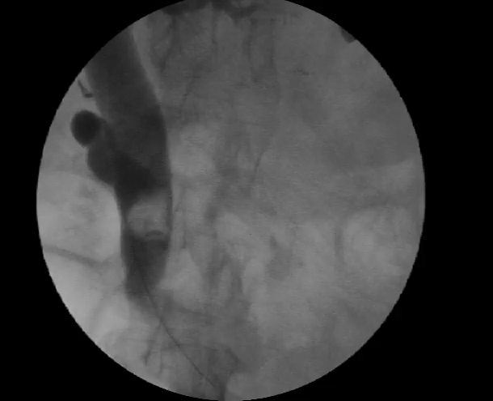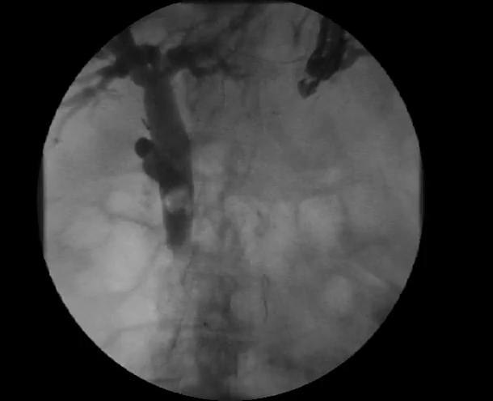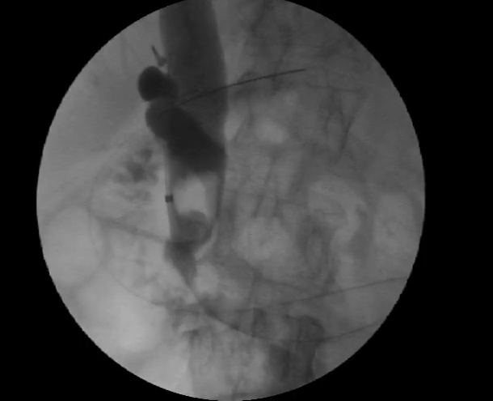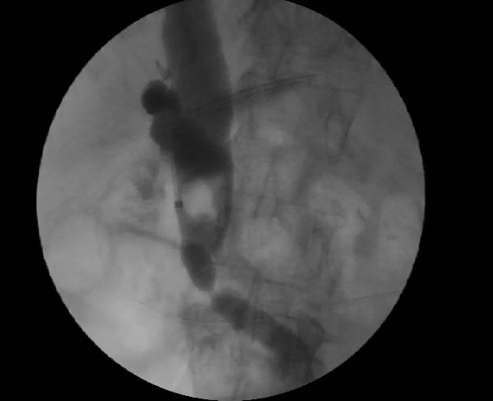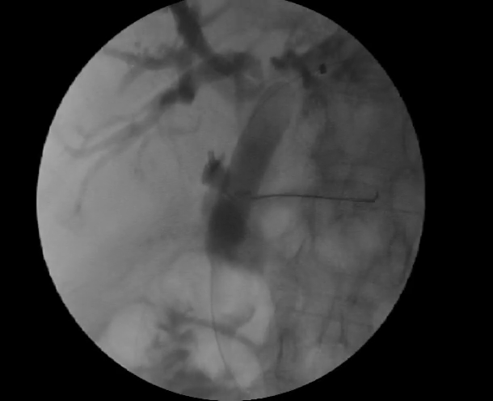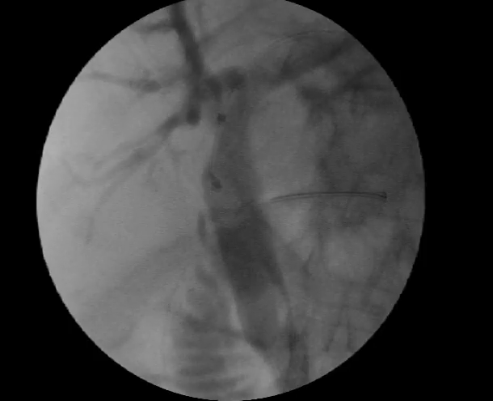In this case, we appreciate a large distal CBD stone. A wire was advanced into the duodenum and an anterograde sphincteroplasty was performed with a large balloon, after tract dilation. After sphincteroplasty, the dilation balloon is then used to push the large stone into the duodenum.